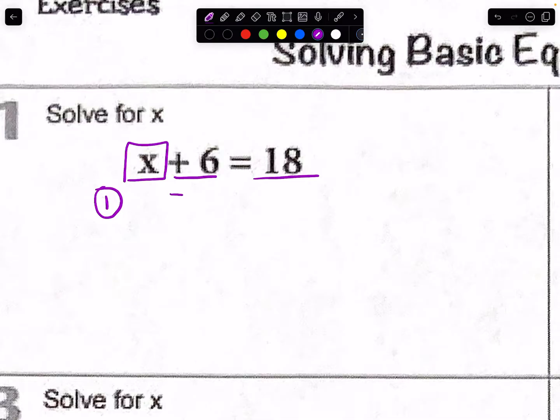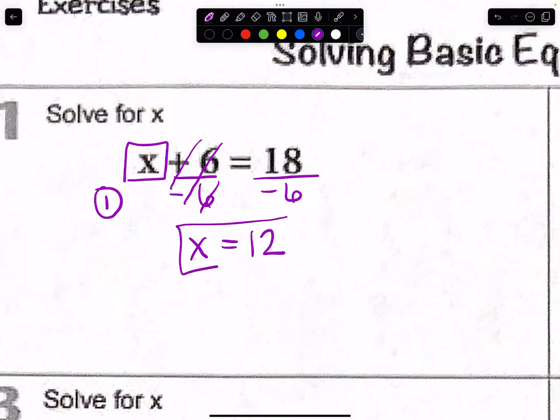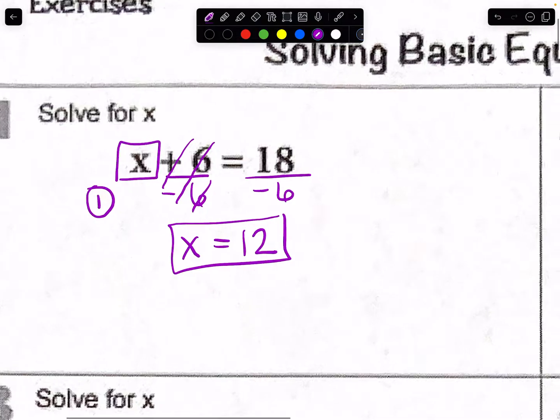So the opposite of plus 6 is minus 6, and what I do to one side, I do to the other. Therefore, 6 minus 6 is 0. They are eliminated. You're left with x on this side and 12 on the other. That is how you do one-step equations. Make sure that you have written all the steps. I understand that some of you can do it in your head, but the practice is necessary to do it the right way so that it makes sense when we start adding the steps.